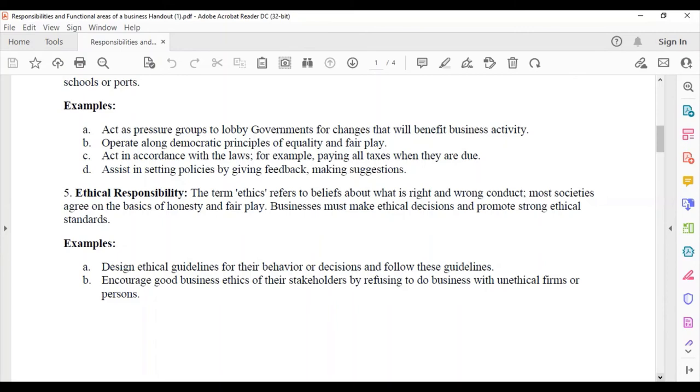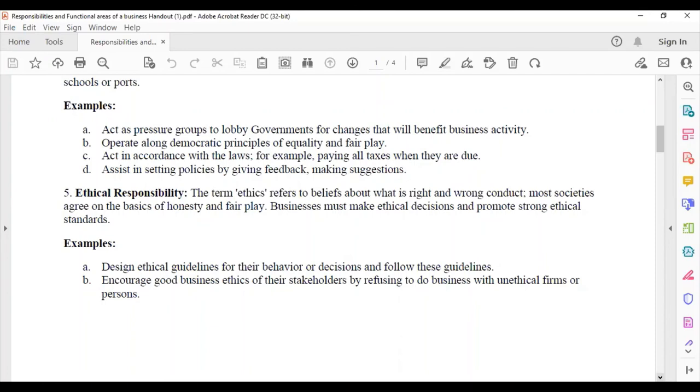All right? So what are some of the ways that they can behave ethically? Design ethical guidelines. Right? So that's one, design ethical guidelines for their behavior or decisions and follow these guidelines. Right? So these guidelines would basically be how the businesses will operate. Then we have encourage good business practices, or good business ethics, of their stakeholders. And we will discuss stakeholders in a bit, all right, by refusing to do business with unethical firms or persons, all right?